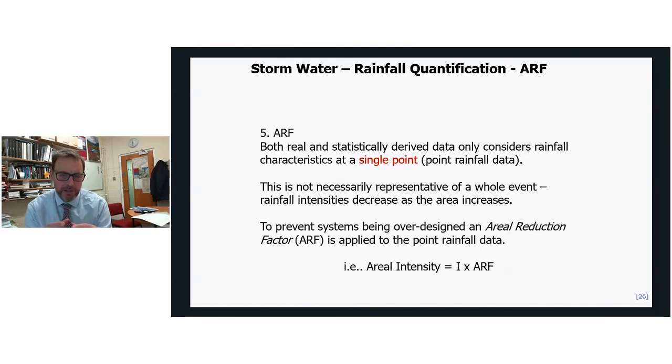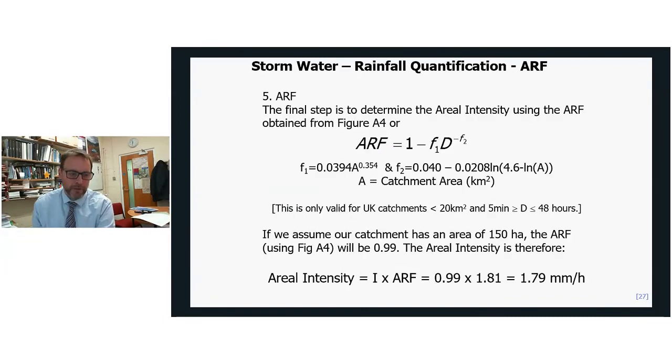But as our catchments get bigger and bigger, it's less and less likely that the storm has the size to cover the whole of that catchment in the same way at the same time. So we adjust the rainfall intensity to take into account the fact that it's harder for the atmosphere to produce those bigger events over bigger catchments, and this is called the areal reduction factor. There's an equation for it, or you can use figure A4 in the handout.